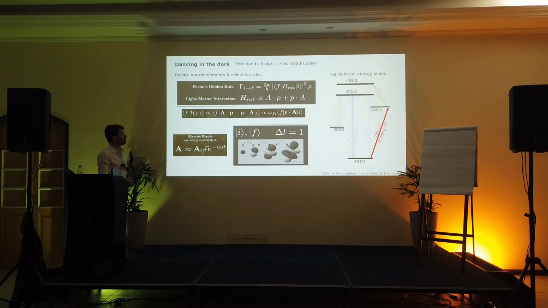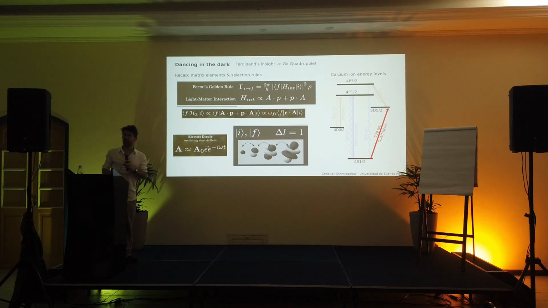One of those rules tells us that the change in orbital angular momentum of the atom can be delta L equal to plus or minus 1. So you can change from an S state to a P state, from a P state to a D state, from a D state to an F state, and so on. We will use calcium as our battle horse here and our experimental atom.